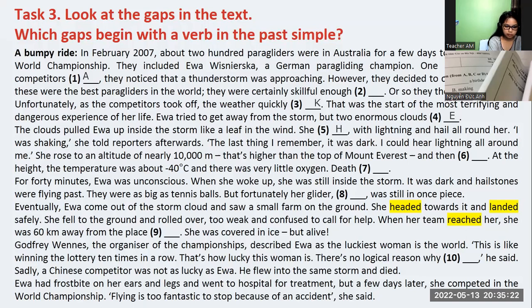I was shaking. The last thing I remember is it was dark. I could hear lightning all around me. At an altitude of nearly 10,000 meters, higher than Mount Everest, I lost consciousness. At that height the temperature was about minus 40 Celsius, and there was very little oxygen.